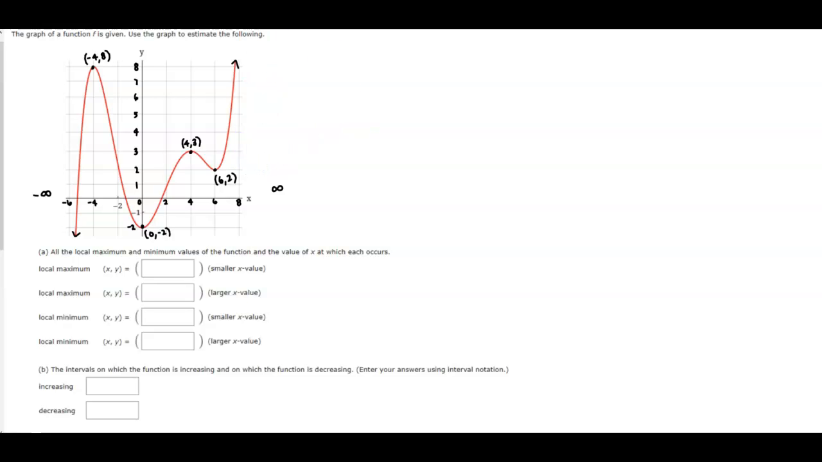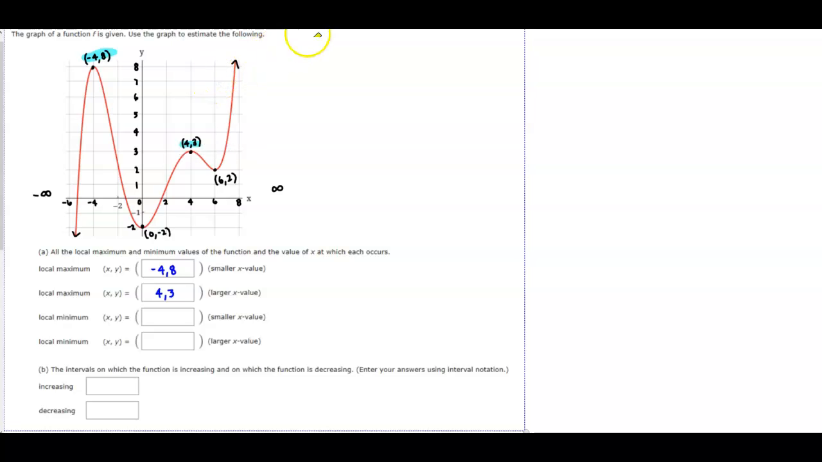So we want to figure out what represents the local maximum. The local maxima are at (negative 4, 8), which is one of the peaks, and the other peak is (4, 3). Again, we want to use the smaller of the x values, so negative 4 is smaller than positive 4. So the first ordered pair is (negative 4, 8), and the next ordered pair for the local maximum is (4, 3).